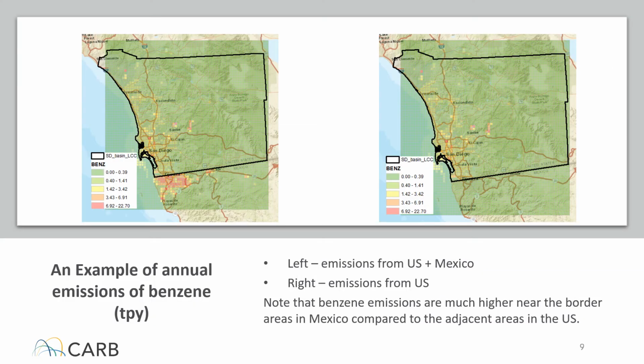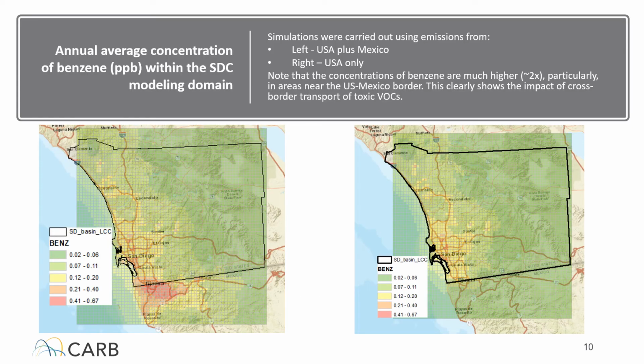In this slide, what we see are the two plots of benzene annual emissions in tons per year. The left one is the emissions from both US and Mexico, and the right one is emissions from US only. Note that benzene emissions are much higher near the border areas in Mexico compared to the adjacent areas in the US, as you can see from the plot on the left.